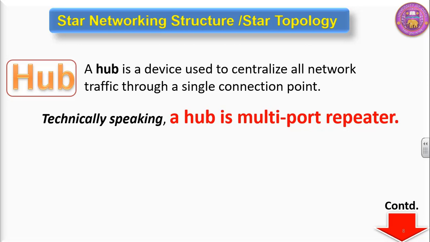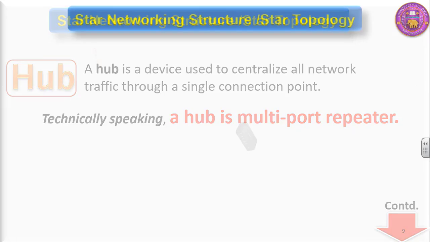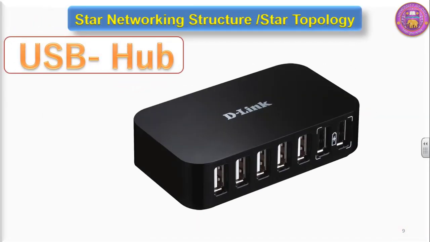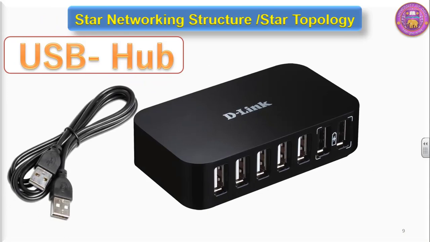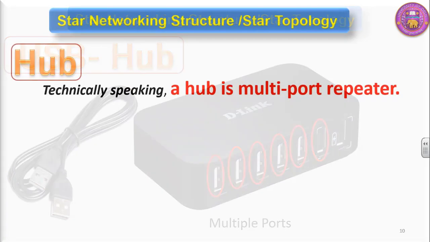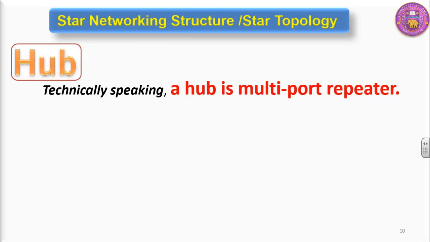Now the question is, what is this multi-port and what is this repeater? Let's try to understand. This is the image of a hub. This is the USB cable and these are the multiple ports. So technically speaking, a hub is a multi-port repeater. Now the question is, what is this repeater?